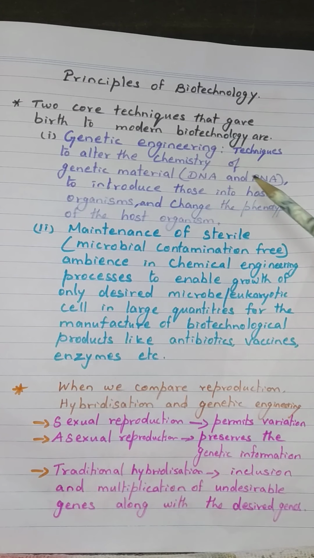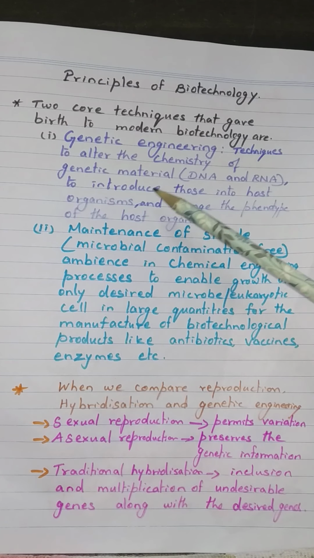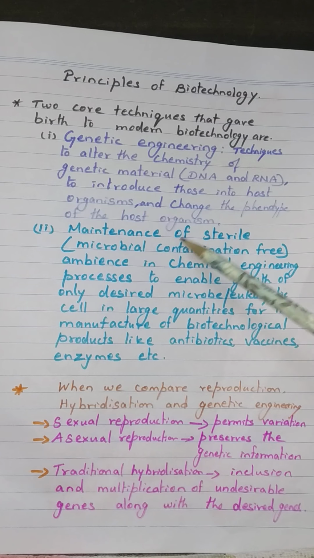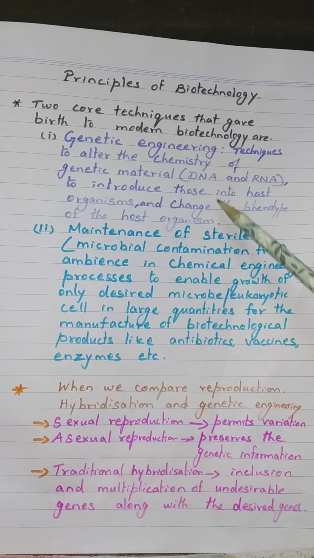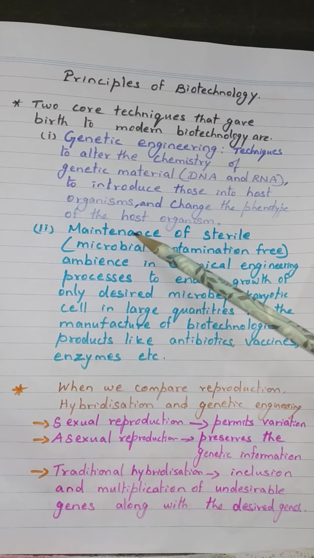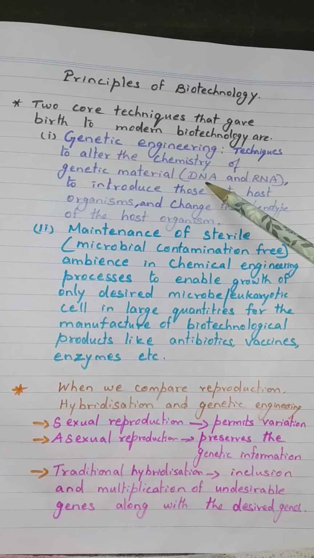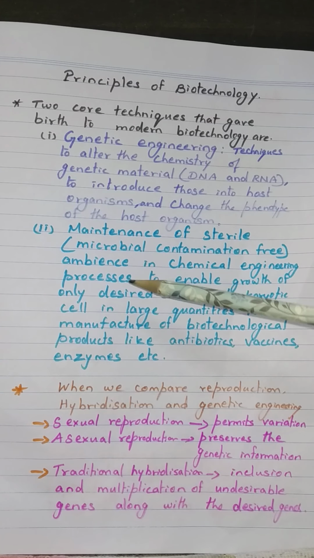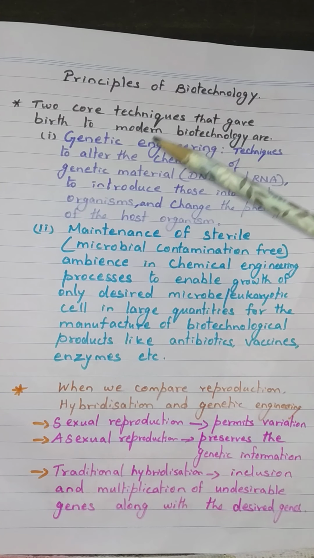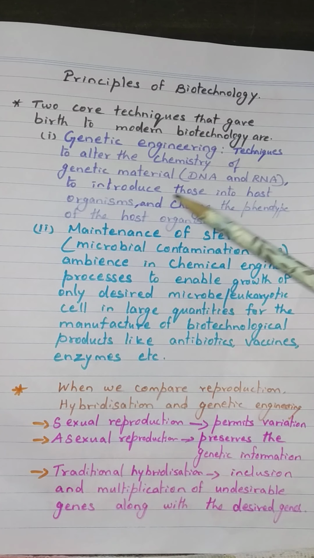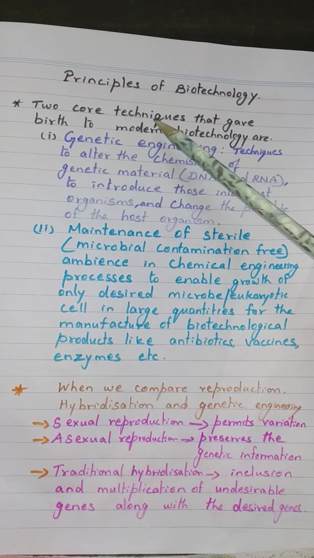DNA and RNA are the genetic materials. They change the chemistry of this genetic material, the makeup of the genetic RNA and DNA, and they introduce this into the host organism. When they introduce this genetic material into the host, what will happen? The genotype will be changed, and if genes are changed, then the phenotype also will be changed. And this is one core technique.